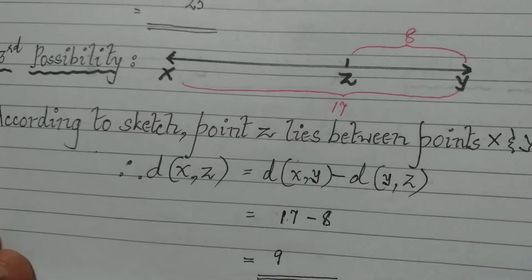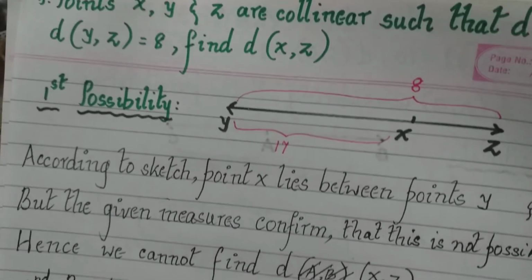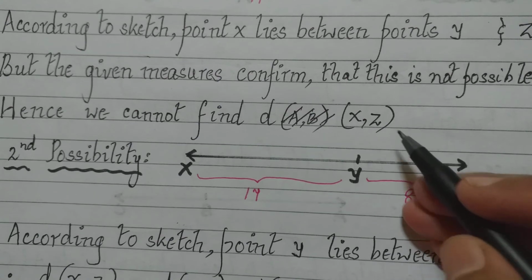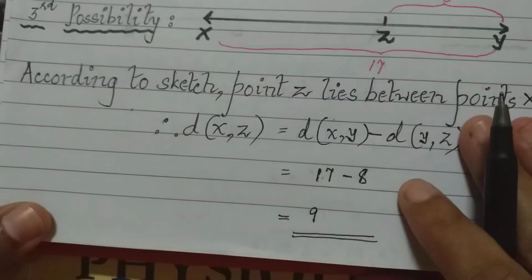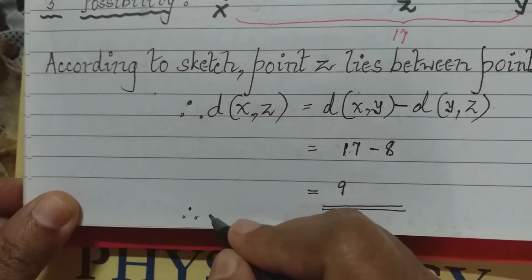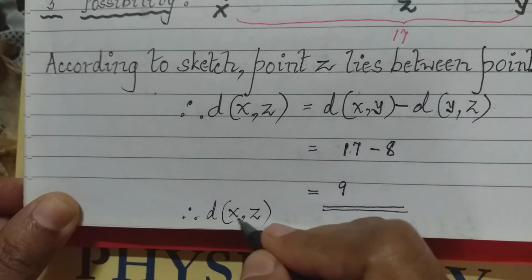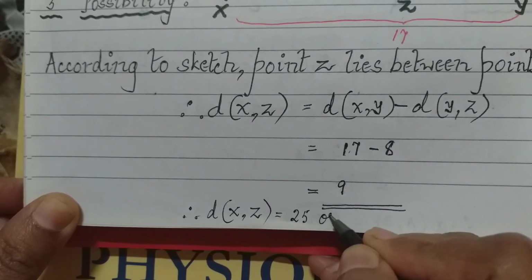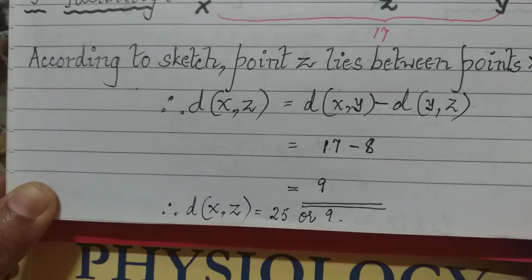So I have completed all the three possibilities. Now I go back to the question. We have to find the distance between x and z. We had to find it considering all the possibilities. In the first one, we could not find. In the second one, we got the answer 25. In the third one, we got the answer 9. Therefore, the distance between the points x and z is either 25 or 9. So it can take either one of the two values.